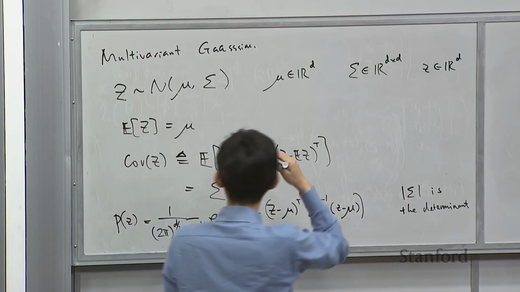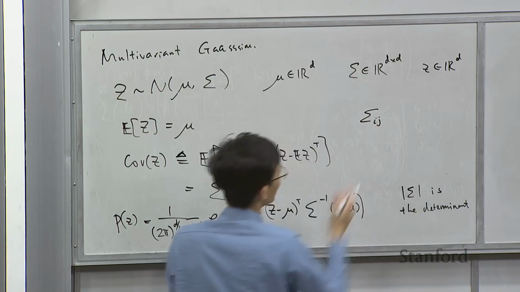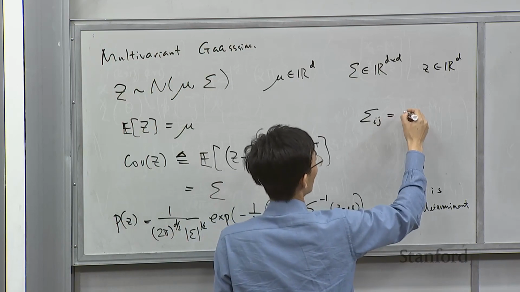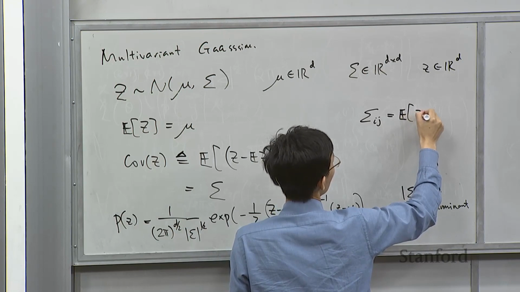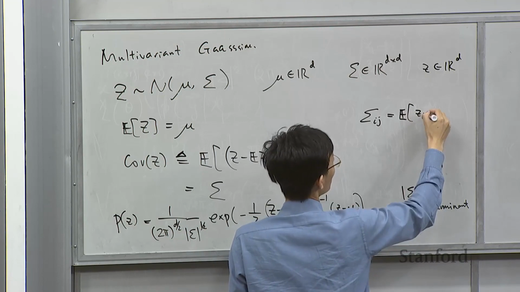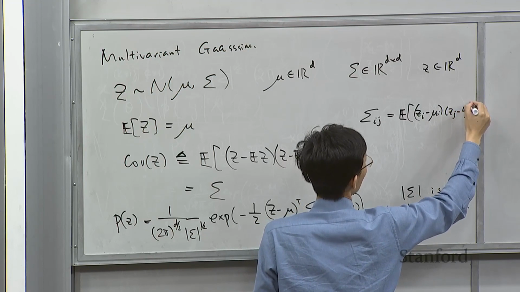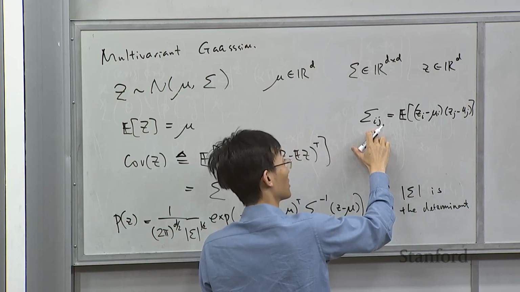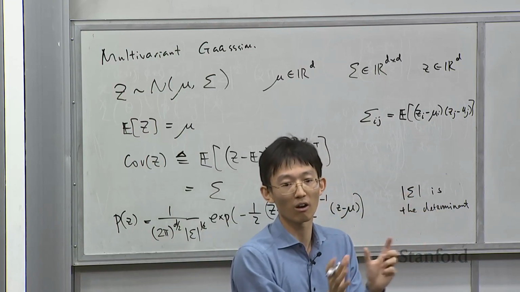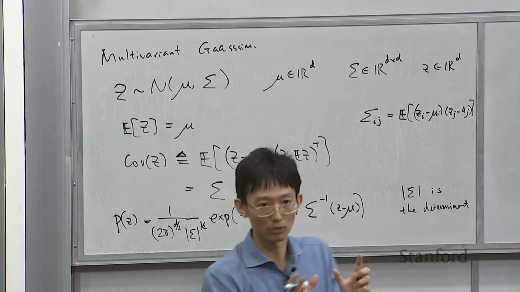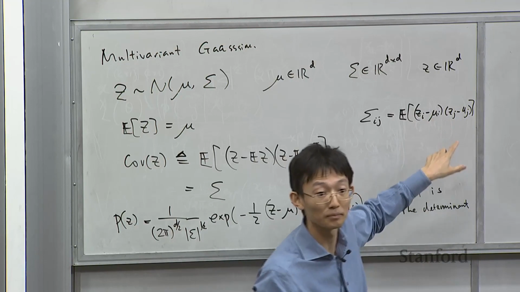And if you look at sigma of ij, this is really just the correlation. It will be the expectation of zi, say the i-th coordinate minus mu i, times zj minus mu j. In some sense, the entry of the covariance matrix is capturing the correlation between two coordinates. Of course, you have to remove the mean to match the correlation in the right way, but you match the correlation of the two coordinates of this random variable.